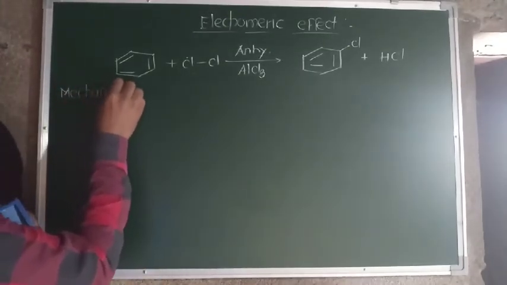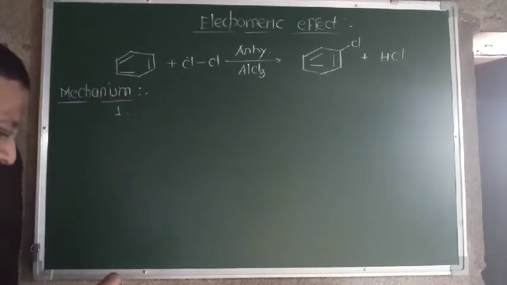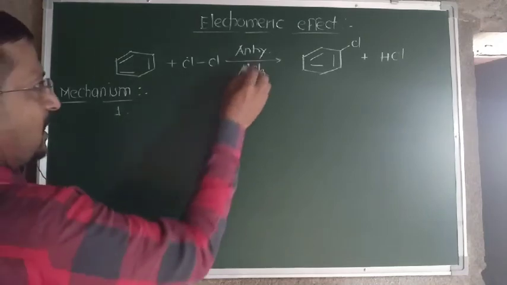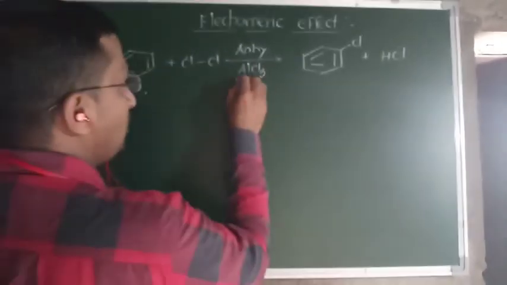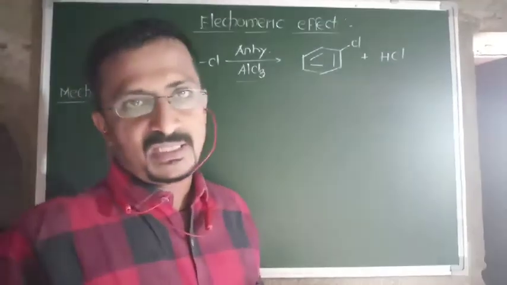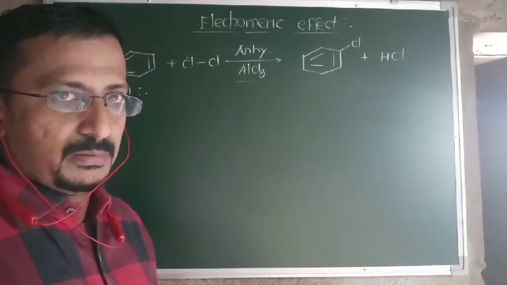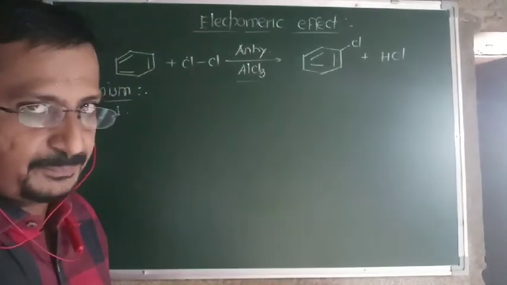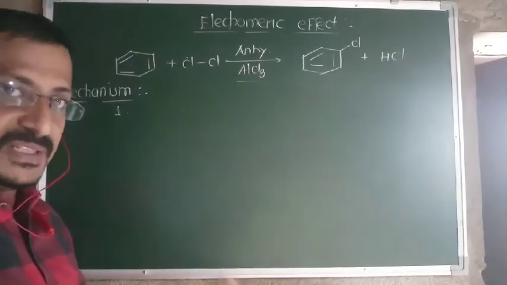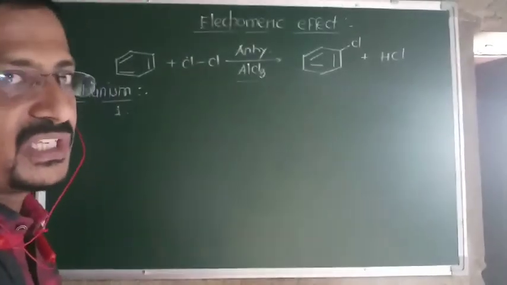How it is explained, now see. The first step involved in the mechanism is this. If you consider anhydrous AlCl3, first you should know something about it. This anhydrous AlCl3 is a Lewis acid. It may be AlBr3, it may be FeCl3. All these are Lewis acids which are electron deficient. They are in search of electron rich centers.